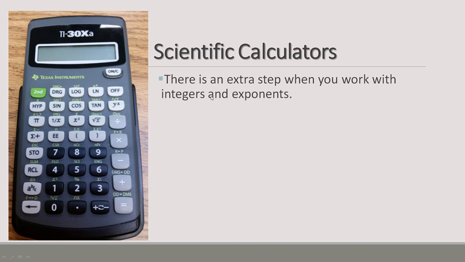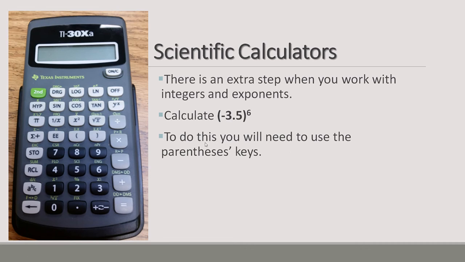A lot of times in this lesson, you're going to be asked to work with integers and exponents, and there is an extra step. So for example, if I need to do negative 3.5 to the 6th power, this is what I'm going to type in. I'm going to need to put parentheses, and these are parentheses keys. For the calculators that I have samples of, they're pretty much in the same spot, and they look like parentheses. The first parenthesis, the back parenthesis. I don't know what you call them. I'm sure some English person does.